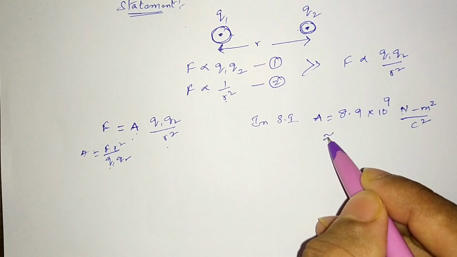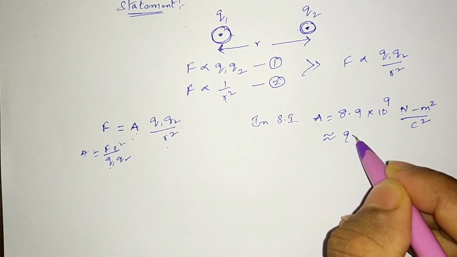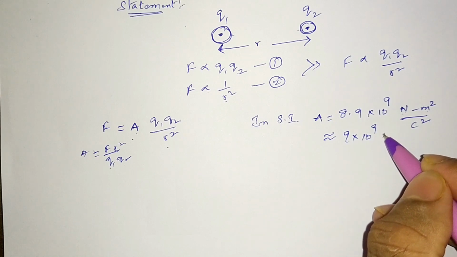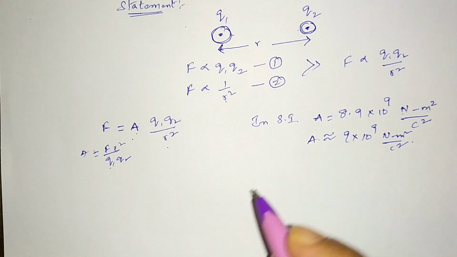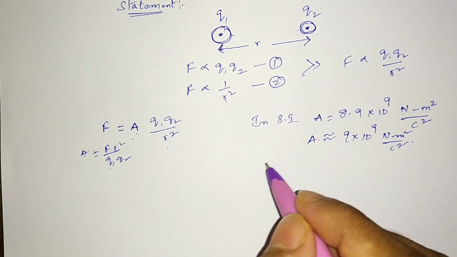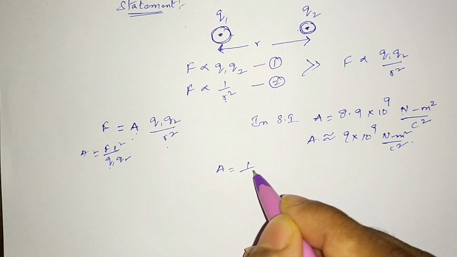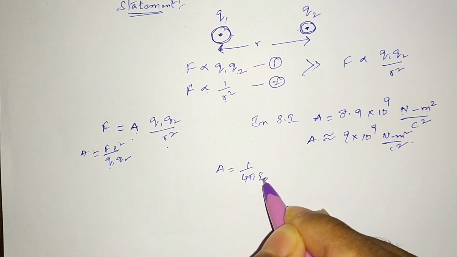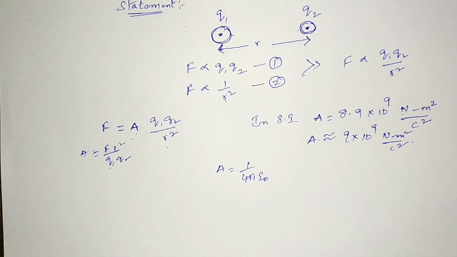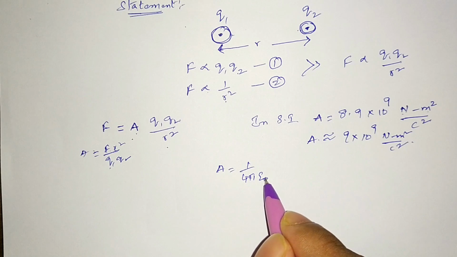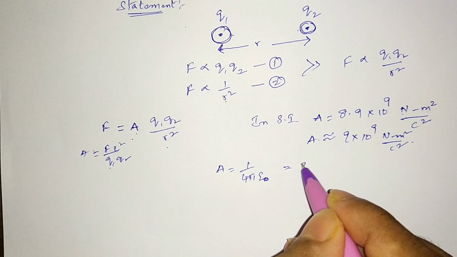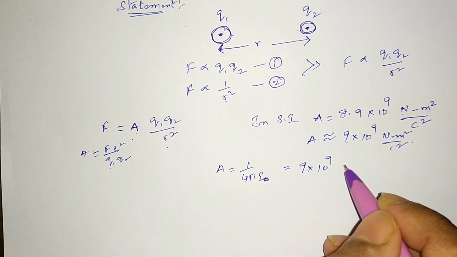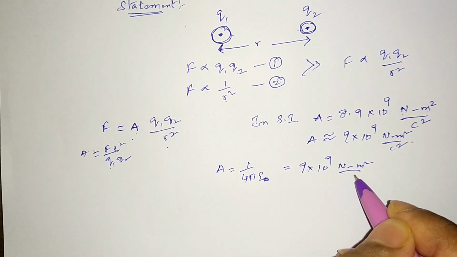So approximately, while you are calculating, its value is taken as simply 9 into 10 power 9 Newton meter square by Coulomb square. This is the value of A, the proportionality constant. Later, the A value can be written as 1 by 4 pi epsilon naught. How to read it? 1 by 4 pi epsilon naught. This is epsilon and 0 I am keeping here, it is called epsilon naught. So this value is 9 into 10 to the power 9 Newton into meter square by Coulomb square.